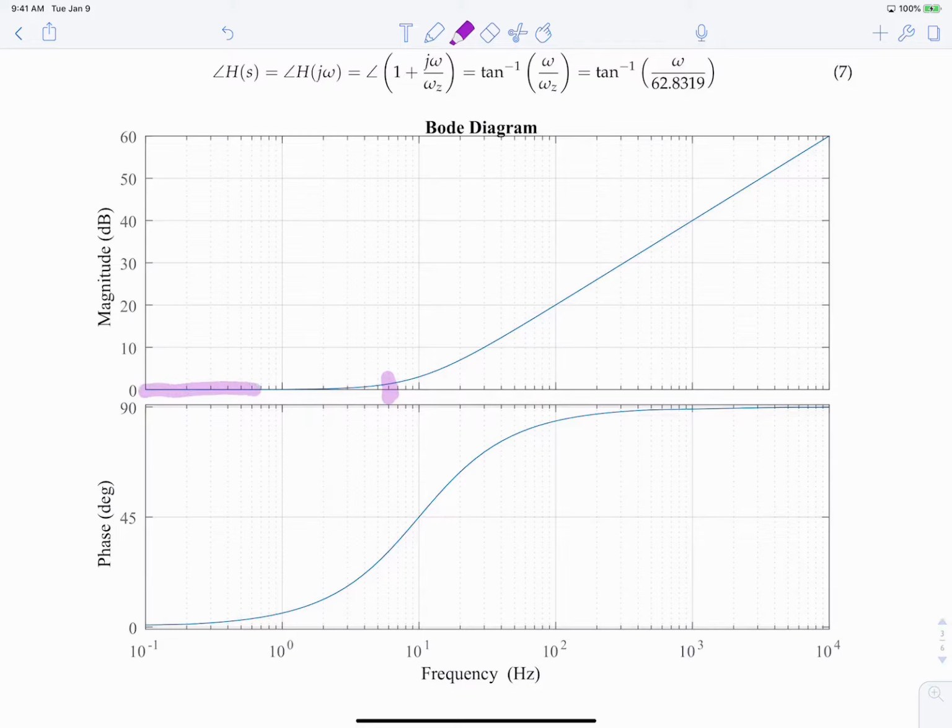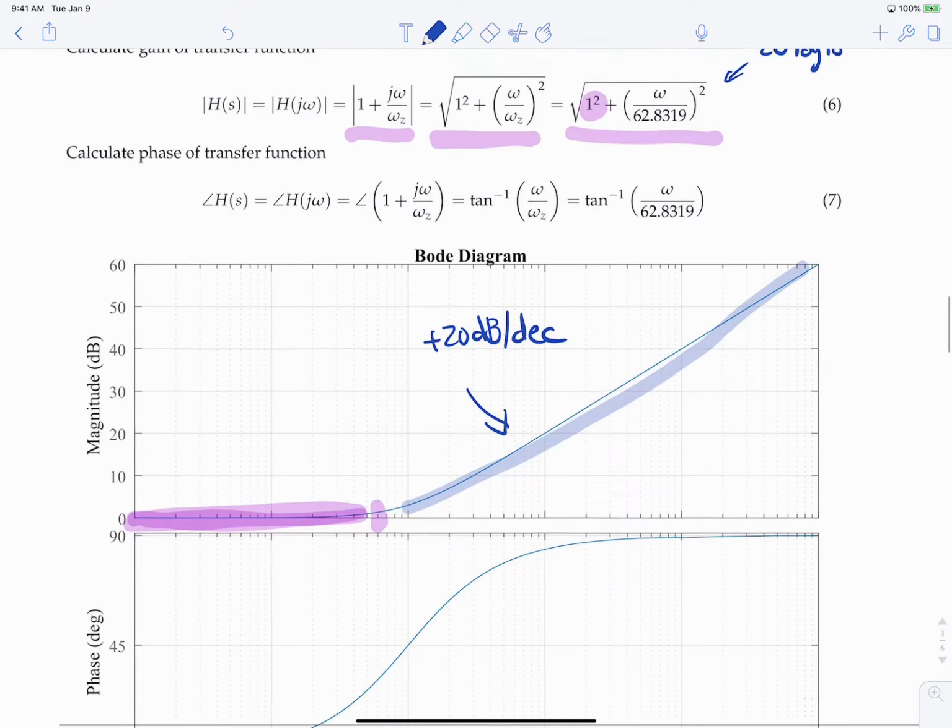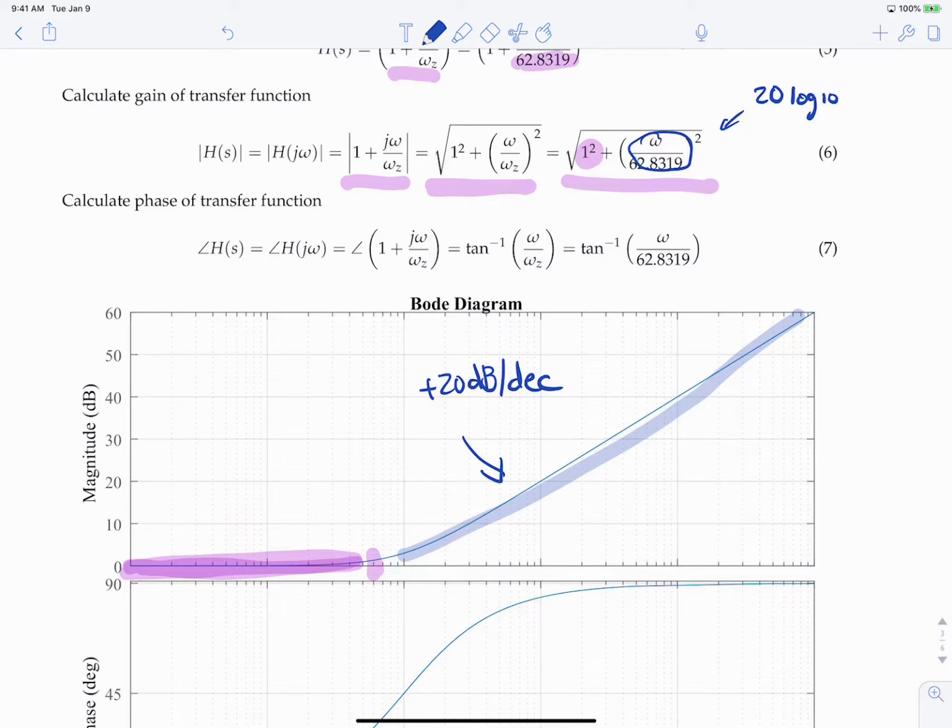So you can see in our gain plot, we have a gain of 1, so 20 log 10 of 1 is 0 dB, excuse me. This right here is a gain of 1, or 0 dB, and then we start increasing at 20 dB per decade when we hit that zero. So this is plus 20 dB per decade. And that's all due to this term starting to dominate after you go past that zero.